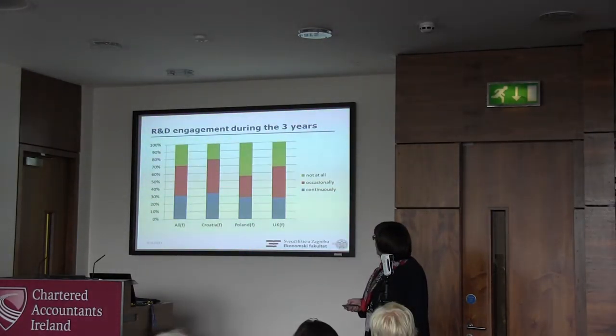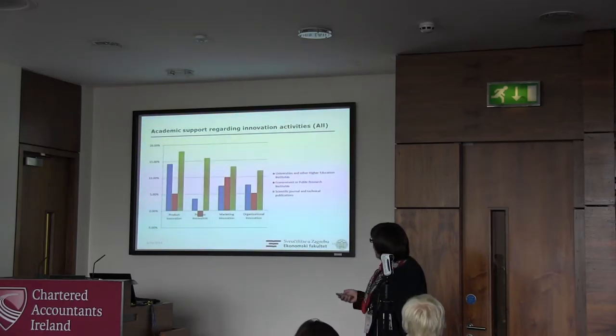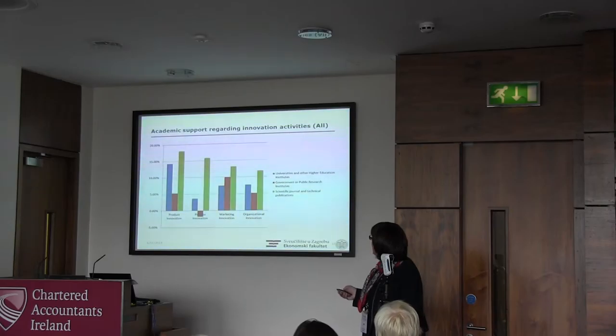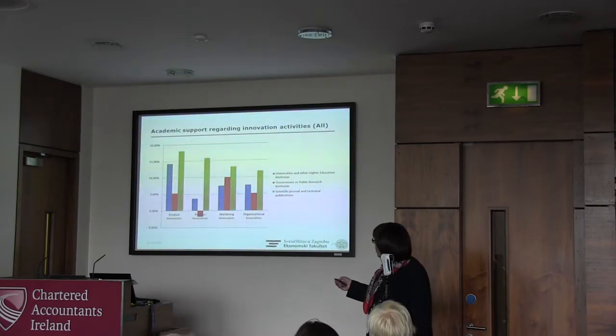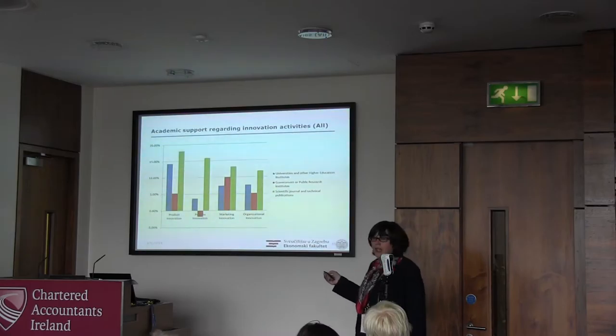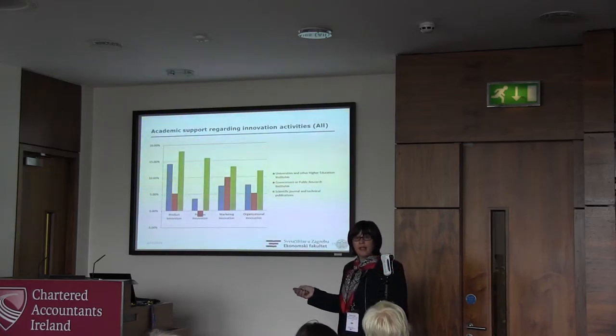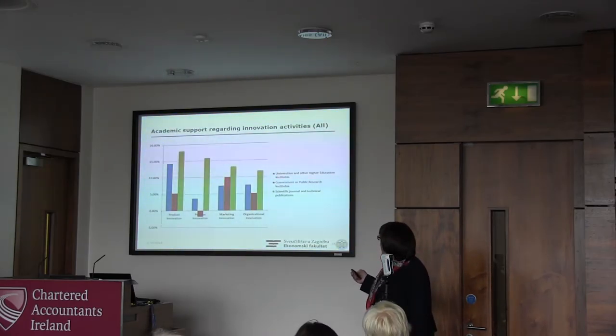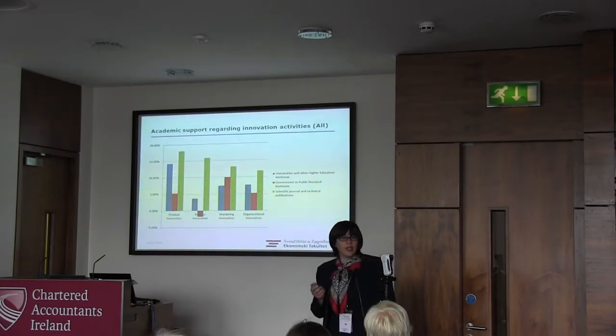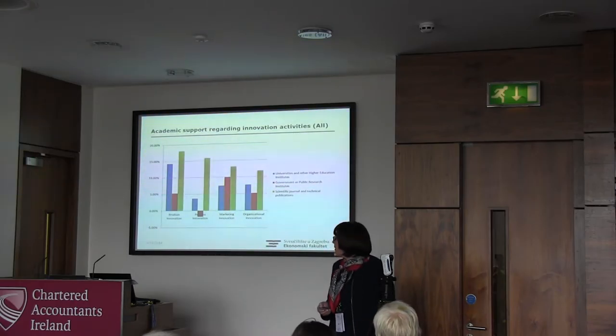We also asked them how they involve research and development in their action, and you see academic support regarding innovation activities. They use in product innovation government and public research, and university. In process innovation, government has a negative impact on them, and in marketing innovation and organization innovation, they use scientific journals. So what we wrote, they use it. It's not without a purpose.